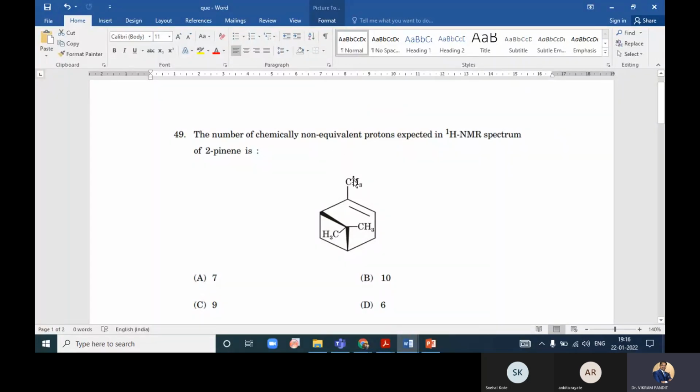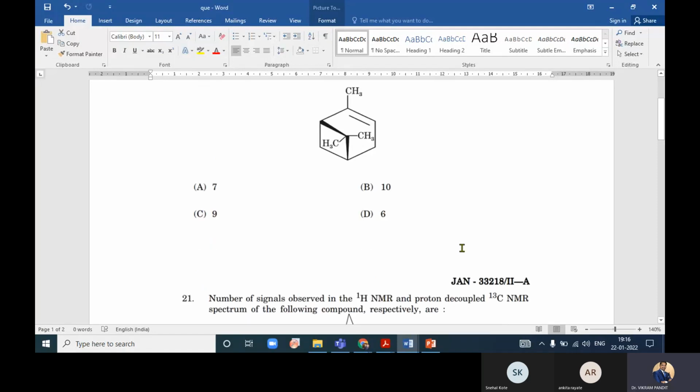So there will be one signal, one proton. Then we go clockwise. One here, there will be hydrogen, two, three, four, then five, then six. And these two are the same, present on the same carbon. So this will be the 7. Take one minute if possible and just tell me the answer. Which option will be correct?